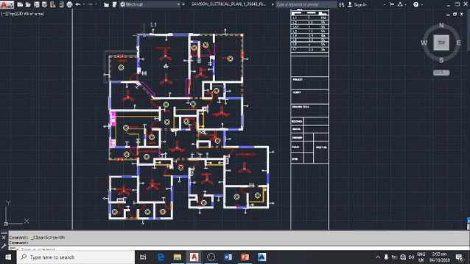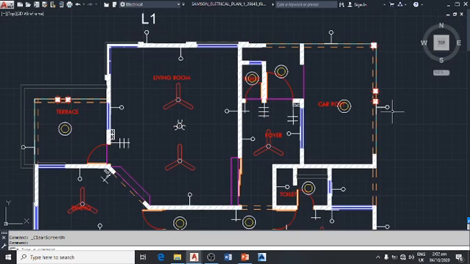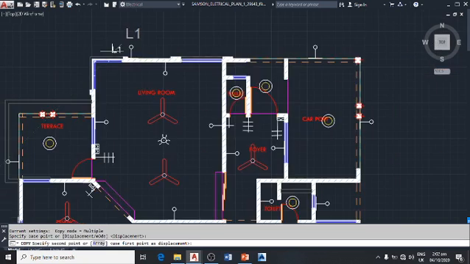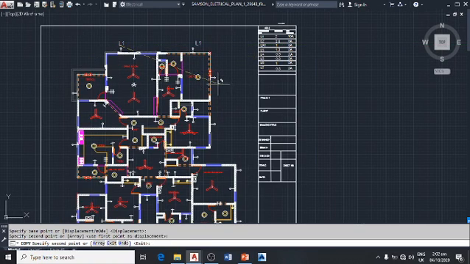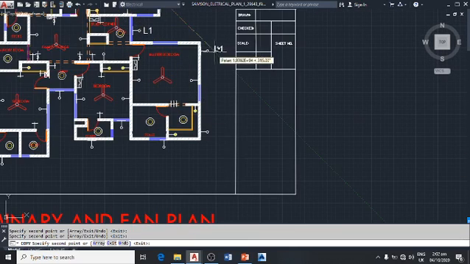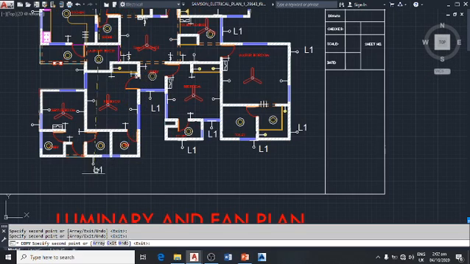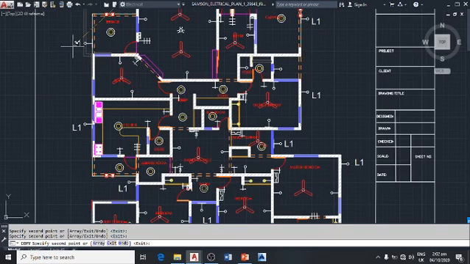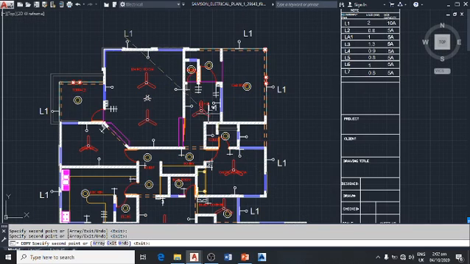Now to start with, we have to group the security light and the port building as L1. So I'll name this one L1. I'll copy it, CO, enter, and paste it on all the luminaries. 1, 2, 3, 4, 5, 6, 7, 8, 9, 10, 11, 12, 13, 14, 15, 16. So there are 16 of them.